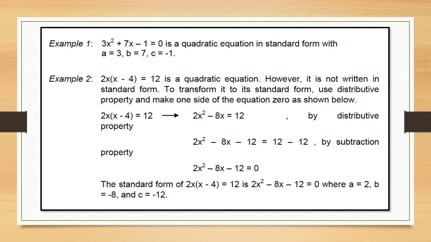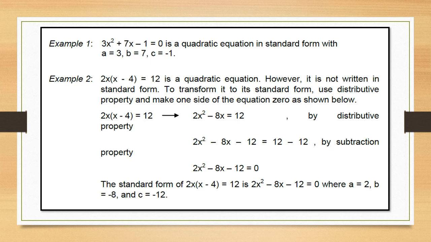Example: 3x squared plus 7x minus 1 is equal to 0 is a quadratic equation in standard form with a equal to 3, b equal to 7, and c equal to negative 1. For example number 2, 2x times the quantity x minus 4 is equal to 12 is a quadratic equation. However, it is not written in standard form.